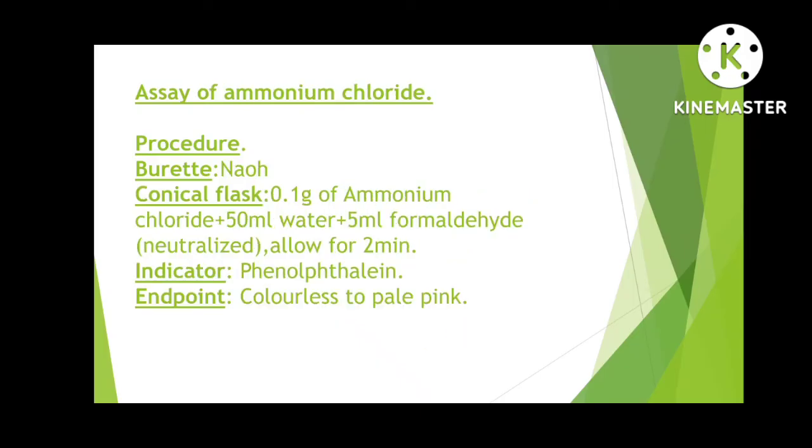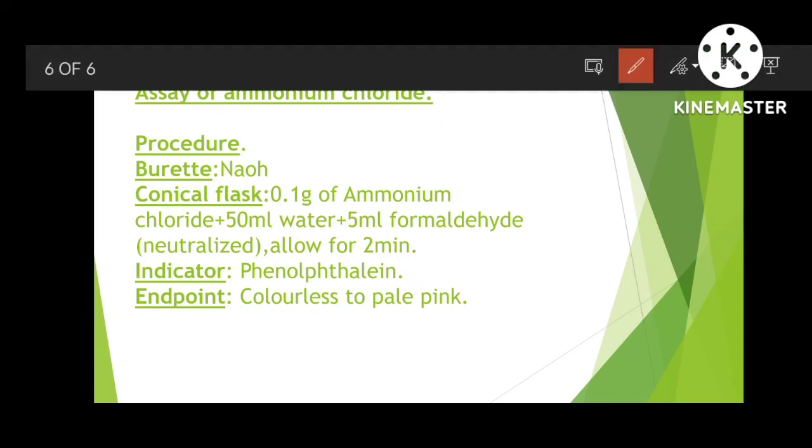Ammonium chloride, one of the major experiments here. See, burette: sodium hydroxide. Conical flask: ammonium chloride plus 50 ml of water. Dissolve the ammonium chloride with 50 ml of water, then add 5 ml of neutralized formaldehyde. I will tell you why it is neutralized. Then allow it to stand for 2 minutes. Then add phenolphthalein indicator. Endpoint is colorless to pale pink.